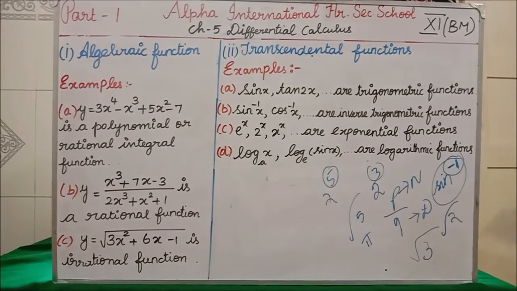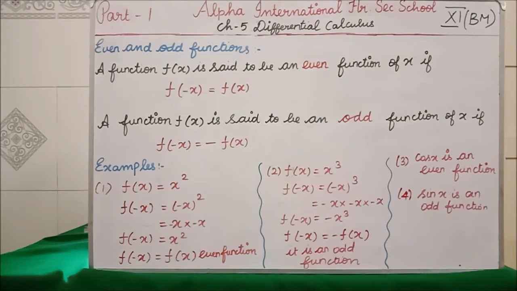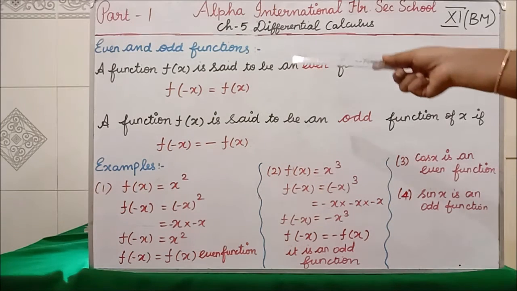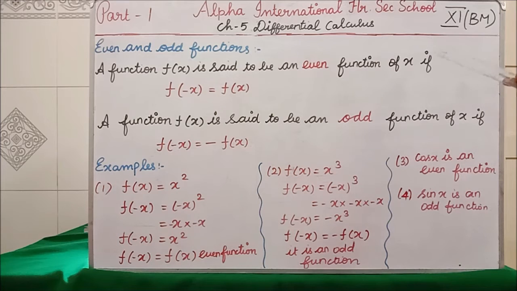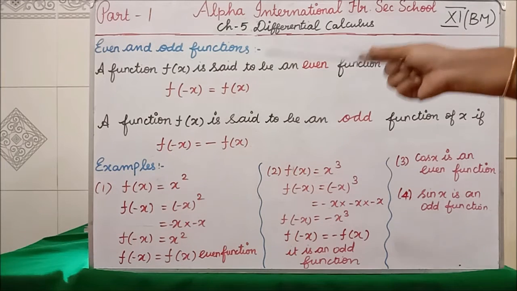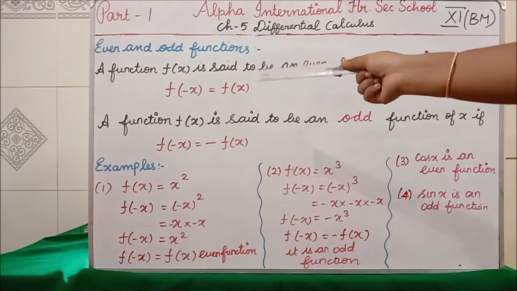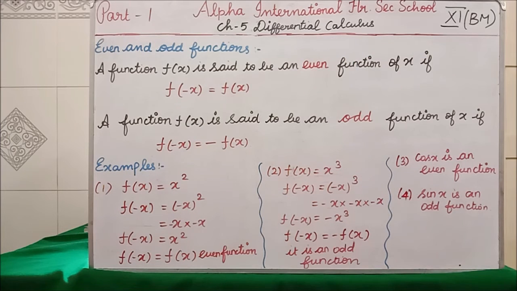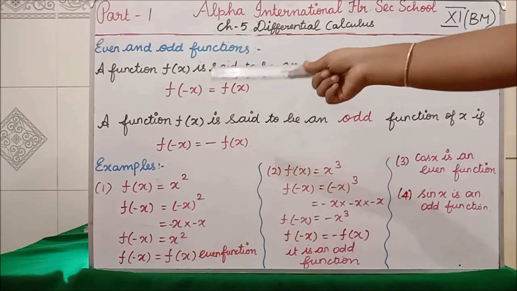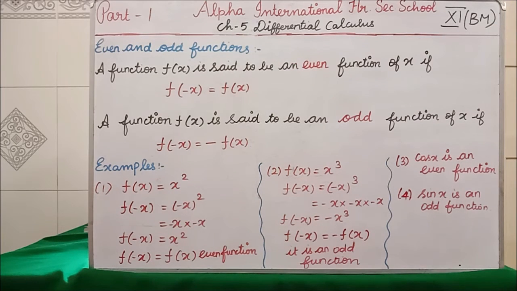Next we are going to see about even and odd functions. With that topic, we can start our exercise 5.1. A function f of x is said to be an even function of x if f of minus x is equal to f of x. Students, if one function is even, for that we have to put f of minus x, and we have to get the same f of x. If you get it, then it is an even function.